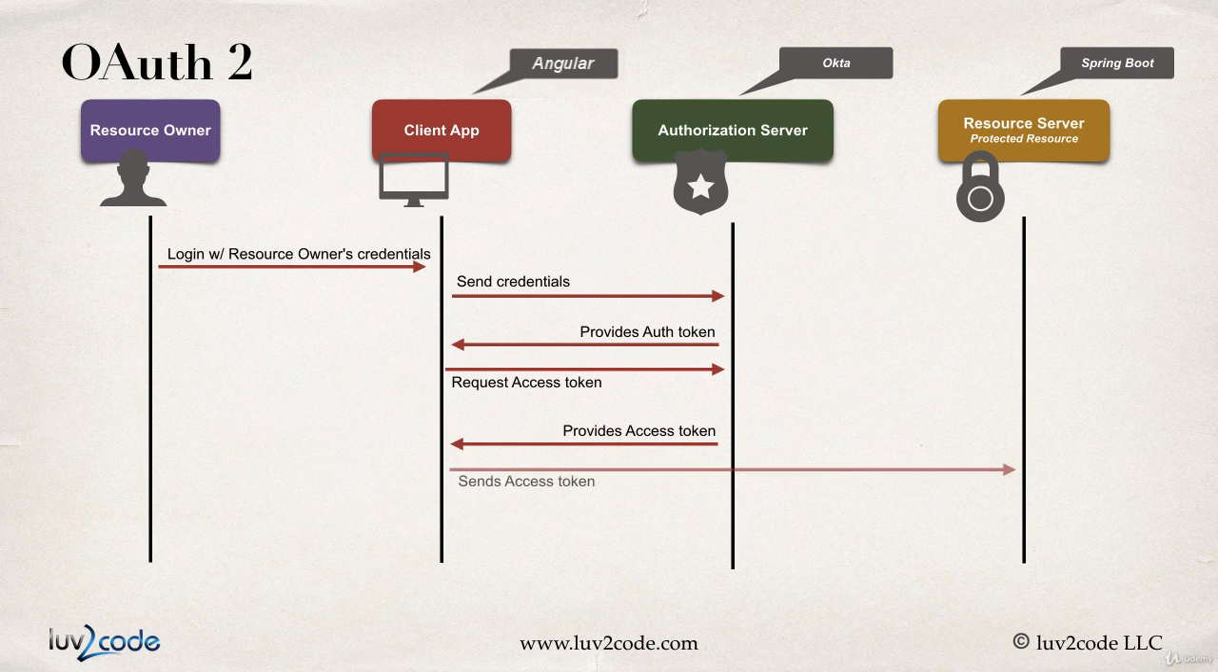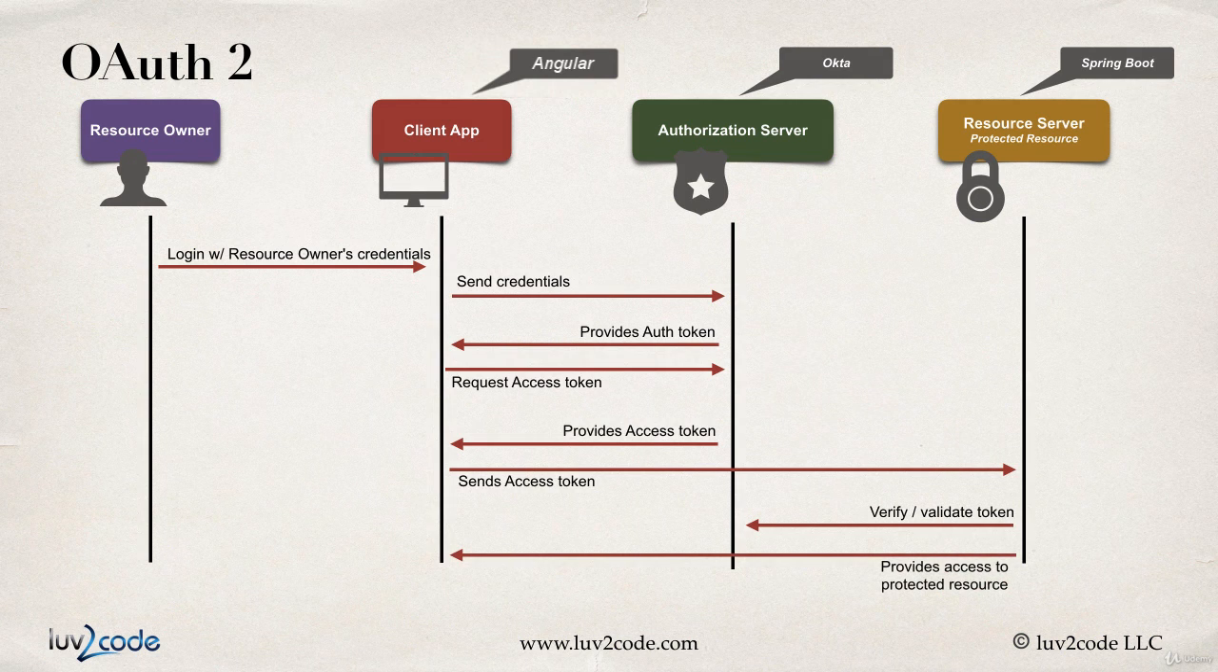The client app will use that access token and send it over to the resource server, which is our Spring Boot application. Our resource server is going to validate the token with the authorization server, Okta. And if everything checks out okay, then it'll provide access to the protected resource. So again, remember, the resource server is our Spring Boot application, and it says, hey, I have a token. Is this a valid token? Then based on our security rules, we can provide access to that given protected resource.